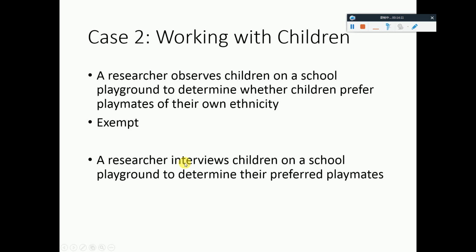However, if the researcher interviews children on a school playground, still a public educational setting, to determine their preferred playmates, will this research be exempt? No, because this research involves interviews. So whenever there are interactions or interventions between the researcher and children, the study is unlikely to be exempt.